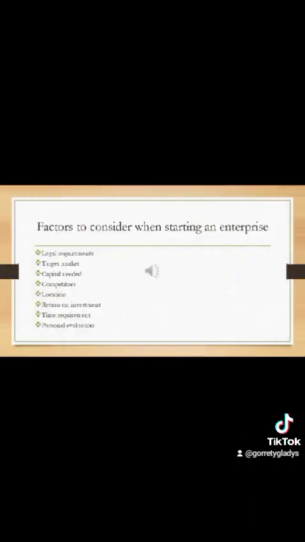This involves the factors that we need to look at or consider when we are starting an enterprise, small or big. These factors still apply. The first one is legal requirements. You need to know which documents to acquire or what the law requires of you for your business.